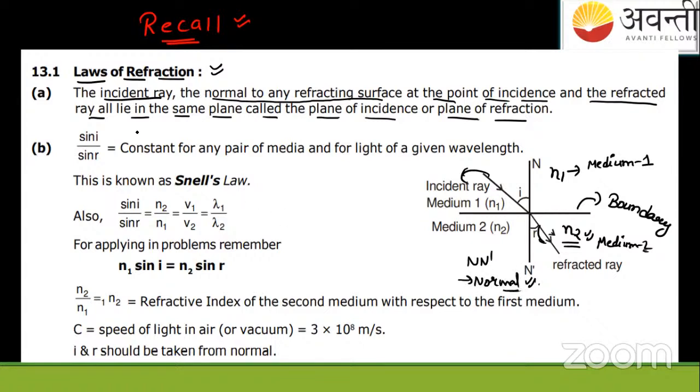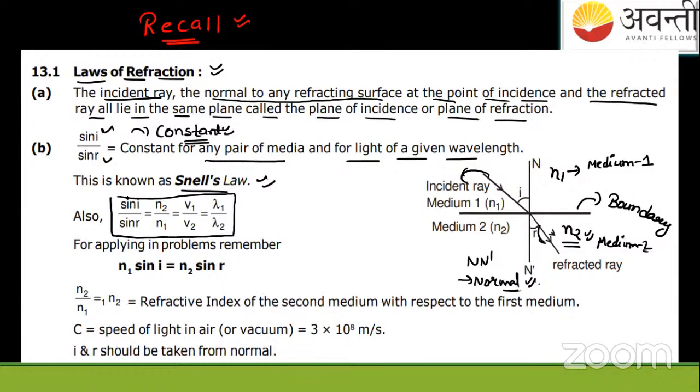Next, the second law says: the ratio of sine of the angle of incidence to sine of the angle of refraction is a constant for any pair of media and for light of a given wavelength. Got it? This is the second law of refraction. Basically, this law is known as Snell's law, and it is also combined into a structured formula in which the connected things are like this.